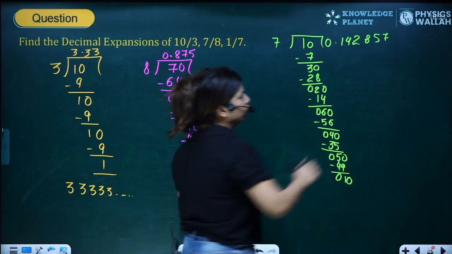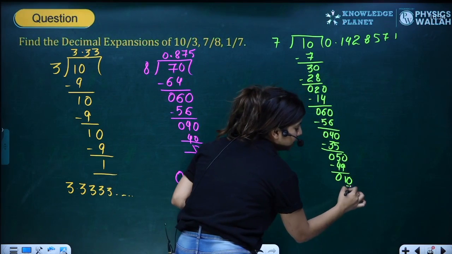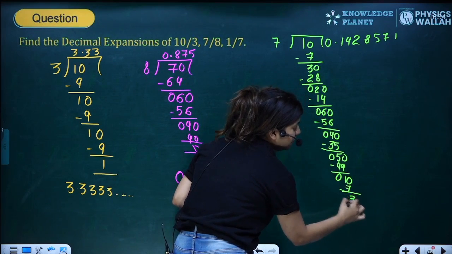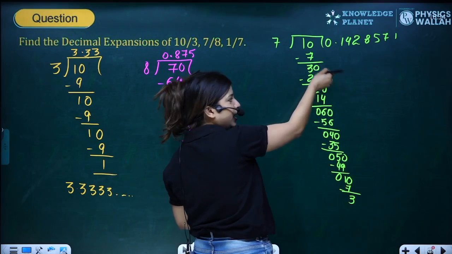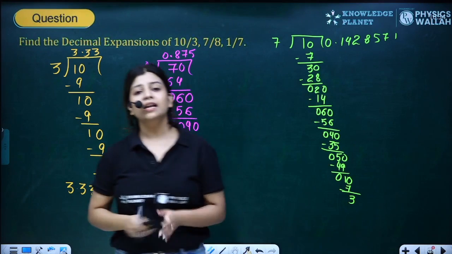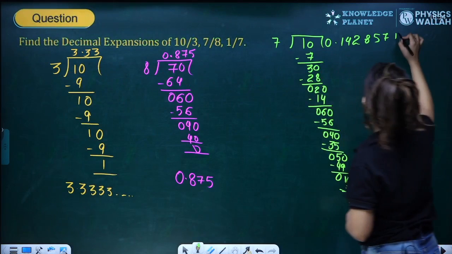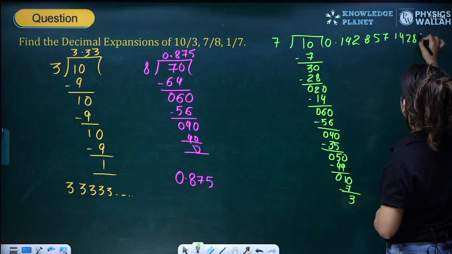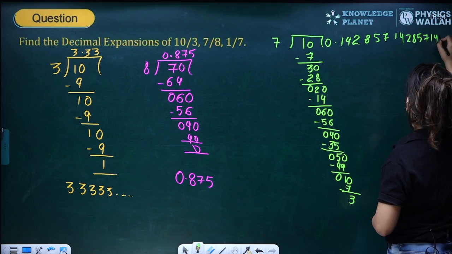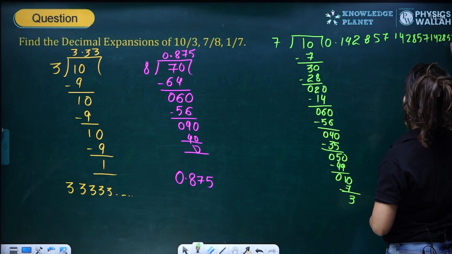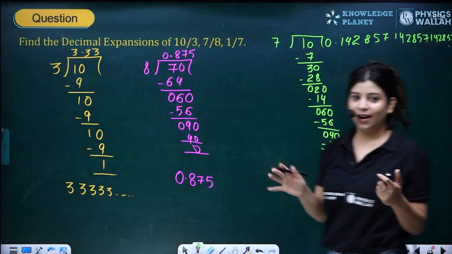Again I have to take 1, so this will become 7. Then we will be having 3 again, then 30, then 28, then 20 again. So what I'm saying is that this will come out repeatedly as 1, 4, 2, 8, 5, 7, 1, 4, 2, 8, 5, 7 and so on. So this will not end.